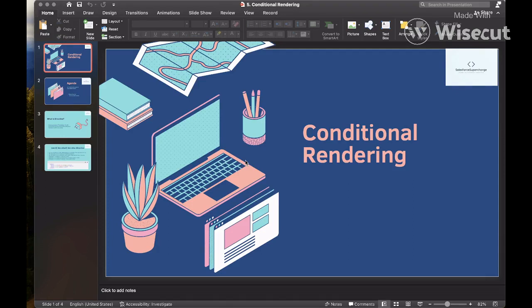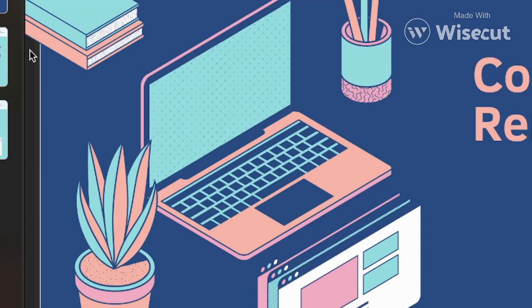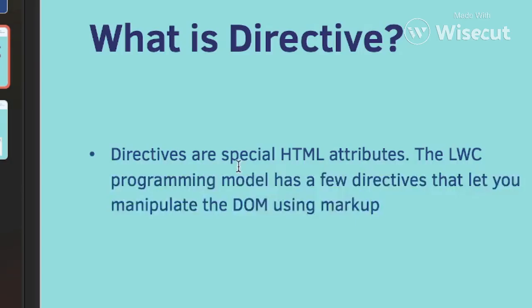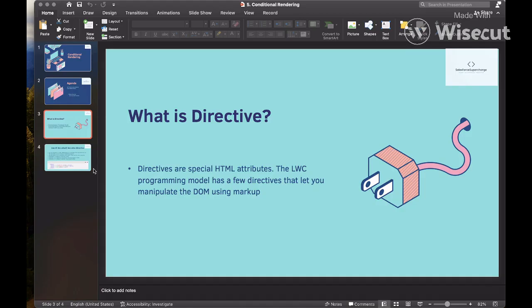So today we will deep dive into conditional rendering, how we can render any part of the component on the basis of some condition. We can do this using lwc:if, lwc:elseif and lwc:else. There are some attributes which we can use.